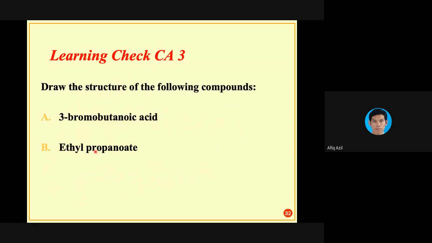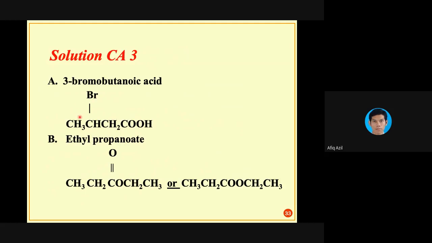So you have here CH3, CH2, C double bond O, O, and then it will be bonded with an ethyl group, OCH2, CH3. Okay, this is the answer. We have 3-bromobutanoic acid. 1, 2, 3. On the third carbon, there is bromine. Okay, and then ethyl propanoate, ethyl group on the alcohol side, CH2, CH3, and then propanoate, CH3, CH2, C double bond O, O. Or it can also be written like this.